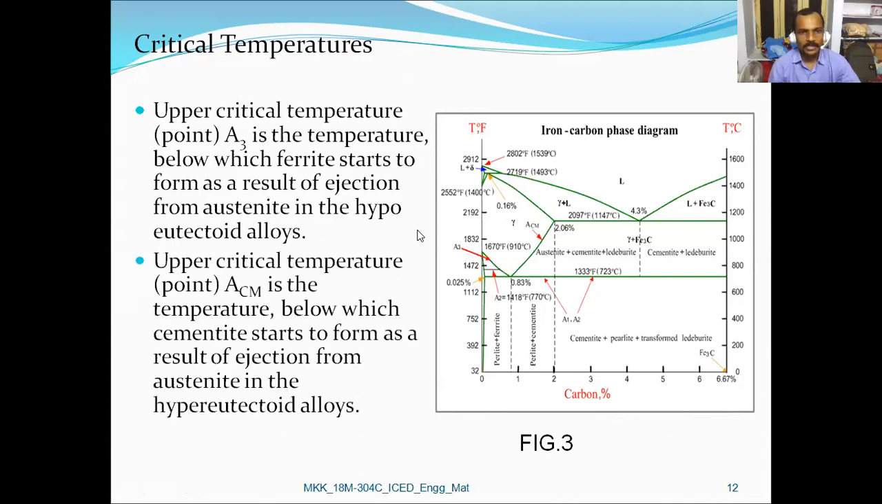At the upper critical temperature Acm, what happens here? Below this, cementite starts to form. At this Acm temperature, cementite starts to form as a result of rejection from austenite in the hypereutectoid steels. The previous case was hypoeutectoid steels, and here it is hypereutectoid steels or alloys.